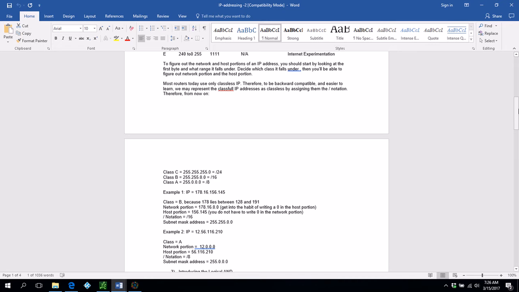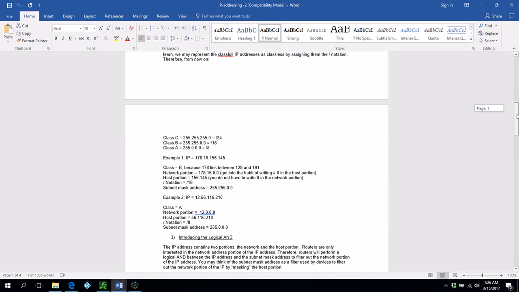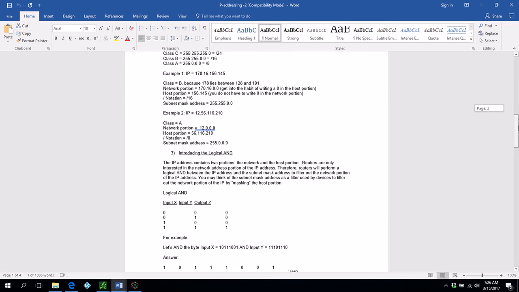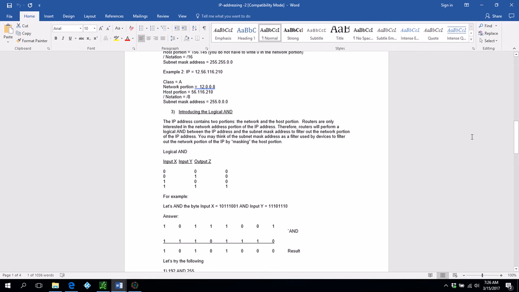How do we do the masking? The router takes the IP address and does a logical AND with the mask, and the result will be the network portion of the IP. So the logical ANDing means the following, if we do it bit by bit.